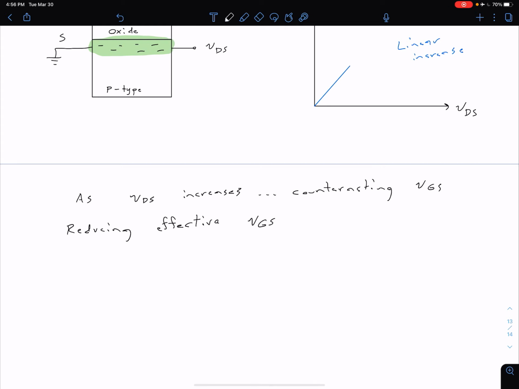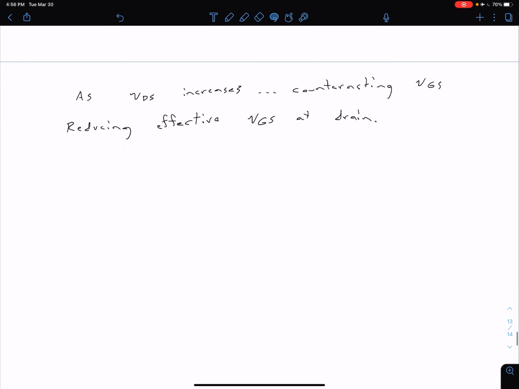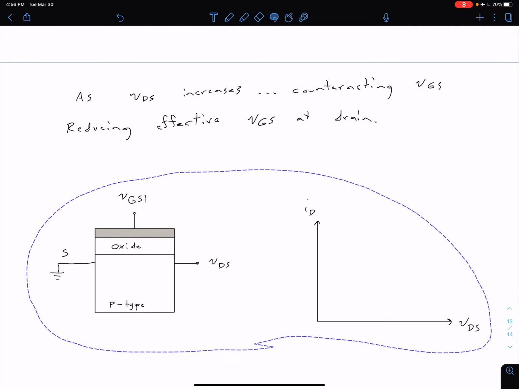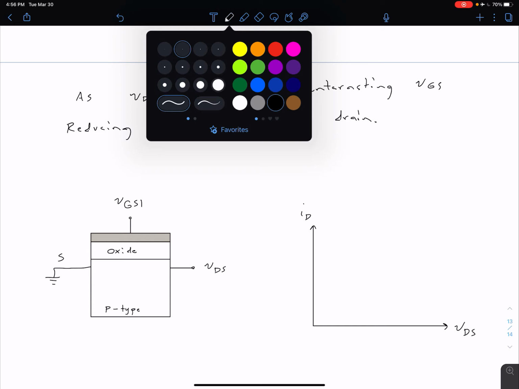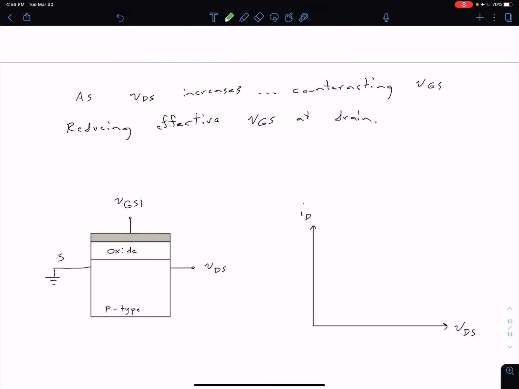So reducing our effective gate voltage at the drain. So again, let's take a look at what's going on in our model here. Let me be a little more careful about drawing our inversion region this time. We can think about our gate voltage at any point between our metal and our p-type region.